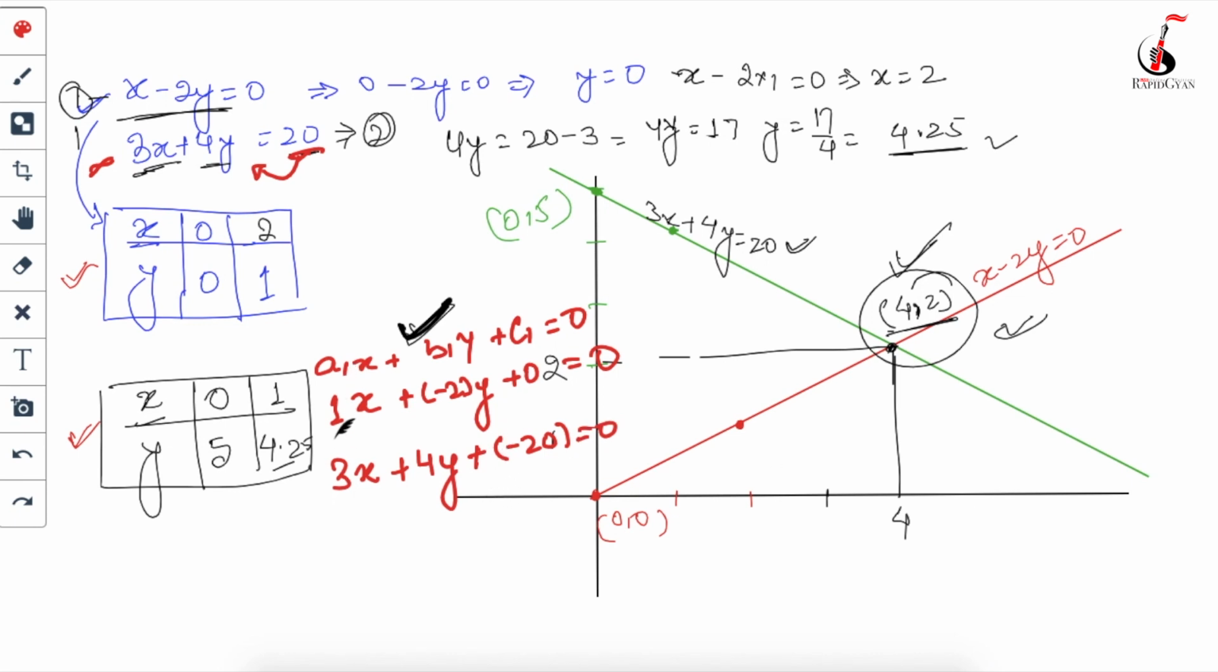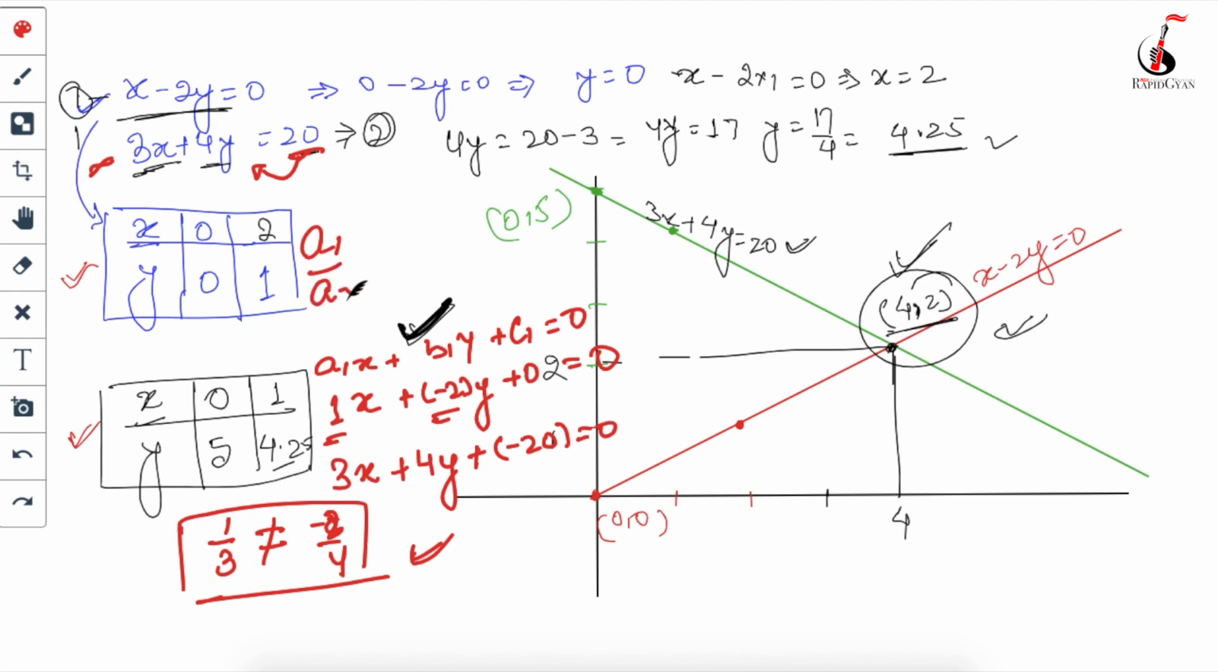Here find a1 upon a2. So a1 upon a2 is 1 upon 3. And b1 upon b2 is minus 2 upon 4, so clearly we can see that 1 upon 3 is not equal to minus 2 upon 4. That means a1 upon a2 is not equal to b1 upon b2, and if it's not equal, this is going to give you a unique solution, or one solution.